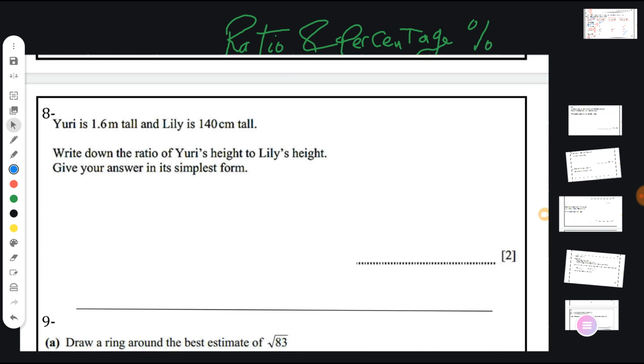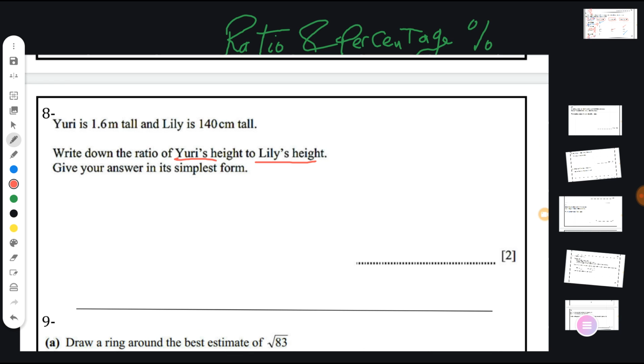A ratio like this. Yuri is 1.6 meter tall, and Lily is 140 centimeter tall. Write down the ratio for Yuri's height to Lily's height. Take care about the order. Yuri's and Lily's. First to second. Okay. Give your answer in its simplest form.